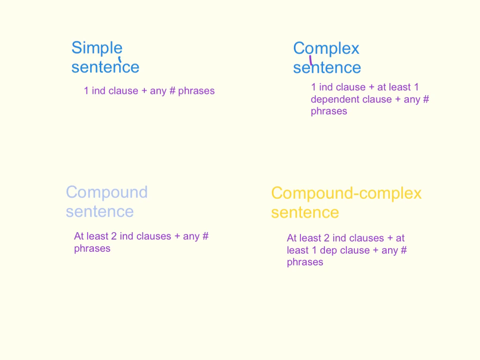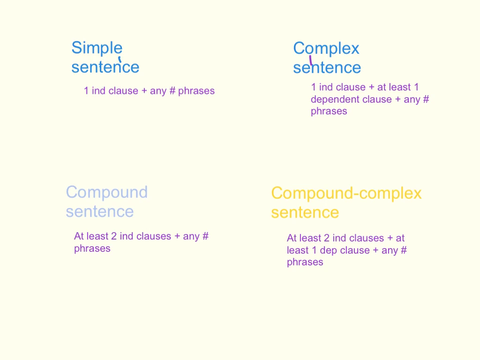A complex sentence will have 1 independent clause and at least 1 dependent clause, and then, of course, any number of phrases. A complex sentence could have 2 dependent clauses, that's why it says at least 1, but it won't have more than 1 independent clause, because then, if it did, we'd call it a compound complex sentence.